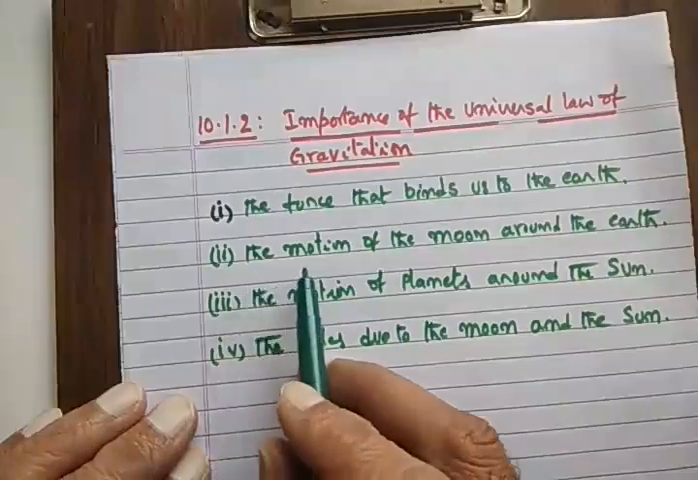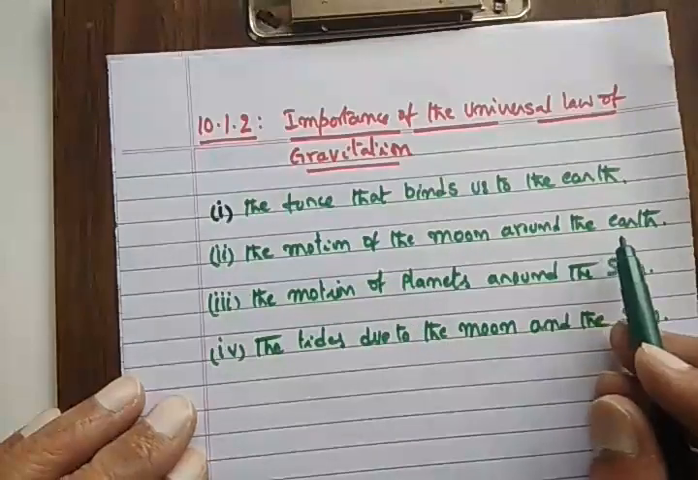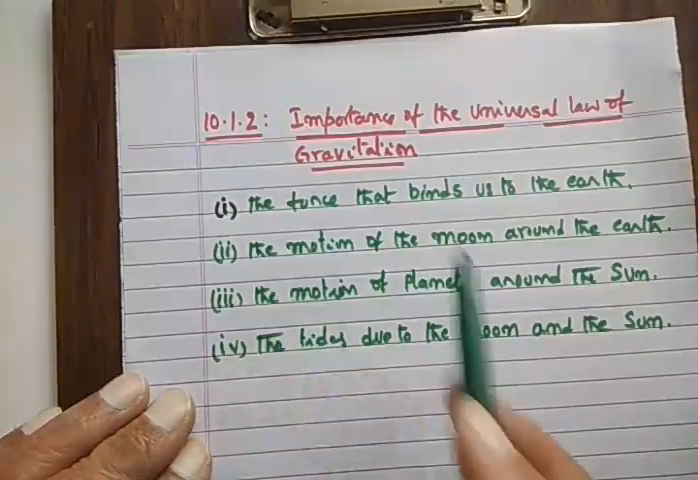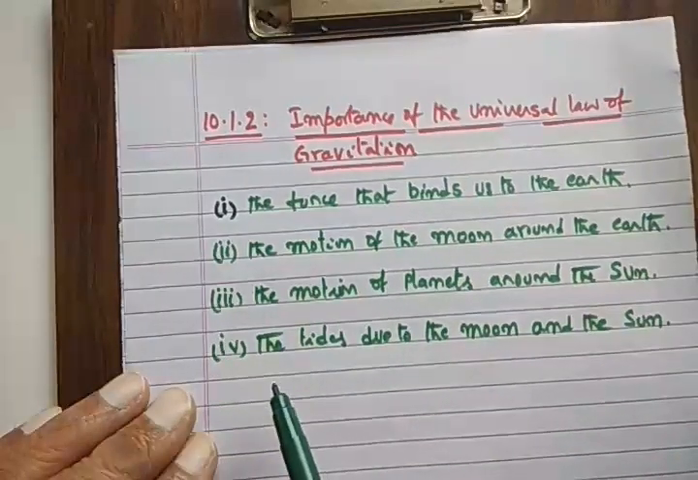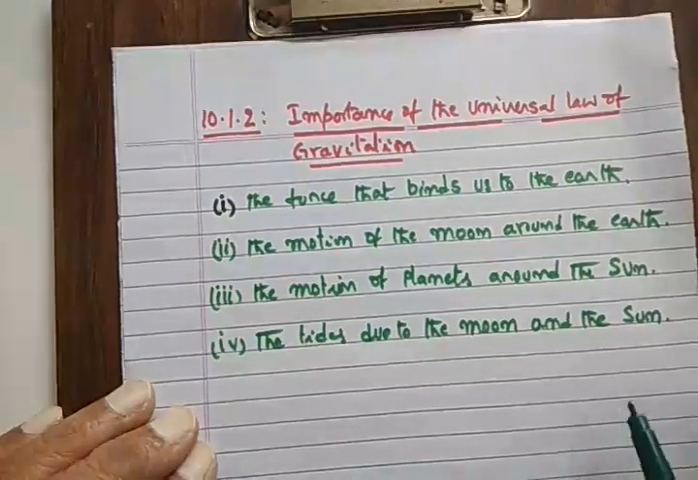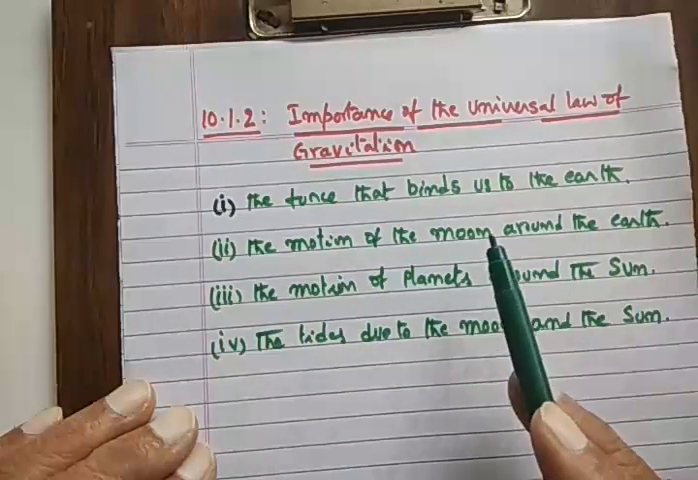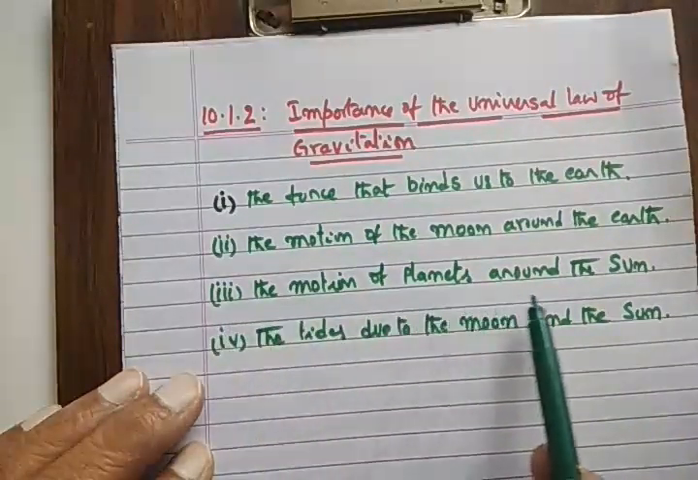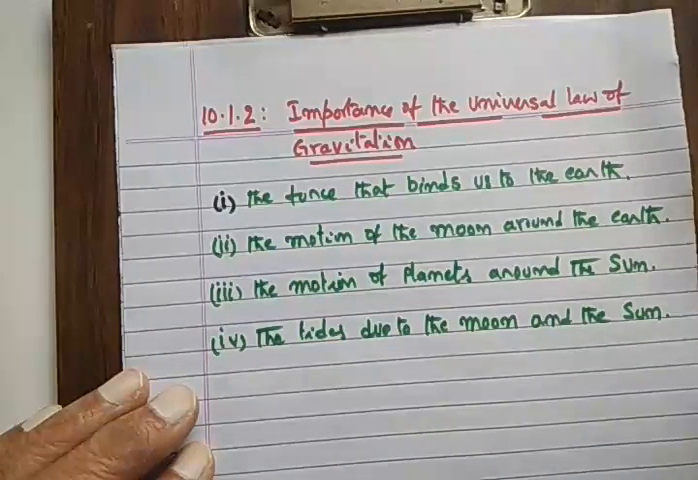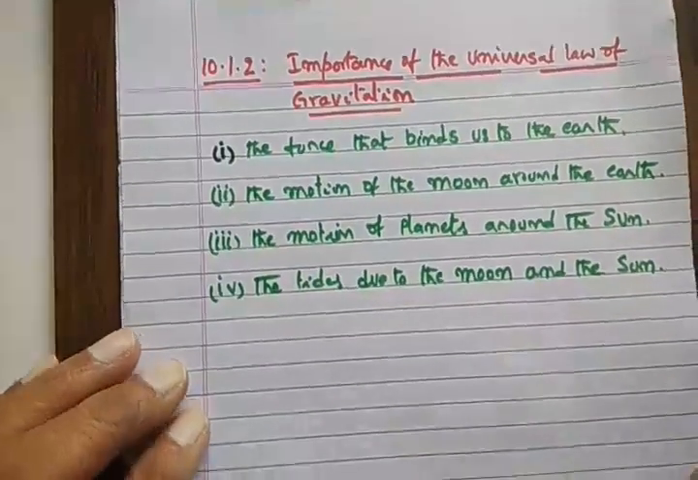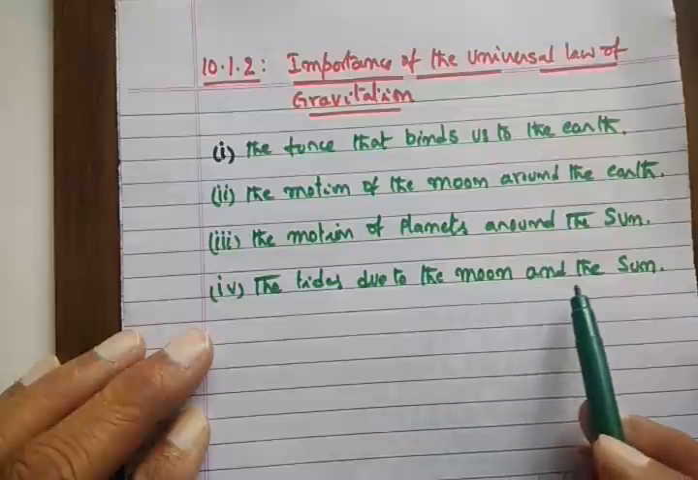The second one is the motion of the moon around the earth. That we just discussed. The moon is not going away from earth because of the gravitational force of earth on moon, and similarly moon on earth also. The third one, the motion of planets around the sun. Similarly, all planets are going around the sun because of the gravitational attraction of the sun as well as the planets. The fourth one is the tides due to the moon and the sun.